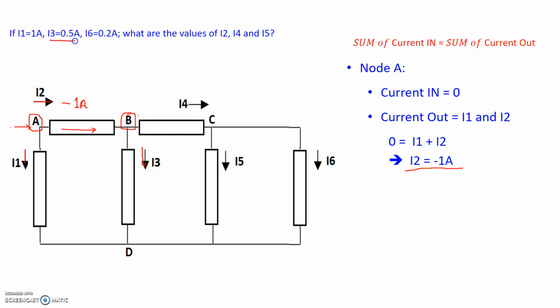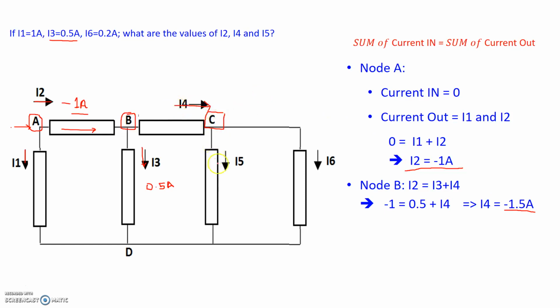We know the value of I3 and we know the value of I2. I3 is 0.5 amps. So using Kirchhoff's current law, we can write down for node B, I2 is equal to I3 plus I4. And by placing in the values of I2 and I3, we get I4 as 1.5 amps.